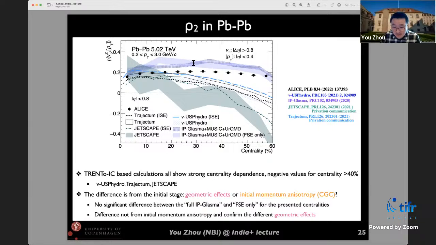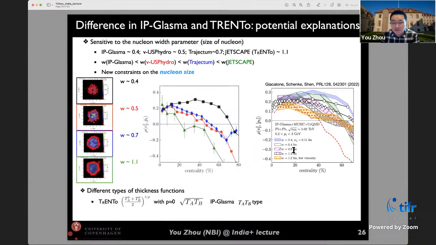In other words, this agreement basically shows you that there's no CGC effect that has been observed here. And the difference between IP-Plasma and TRENTo calculations are not due to CGC, but some geometrical effect. So what is the geometrical effect? It was realized right before the ALICE publication that if you think about the different models, right?